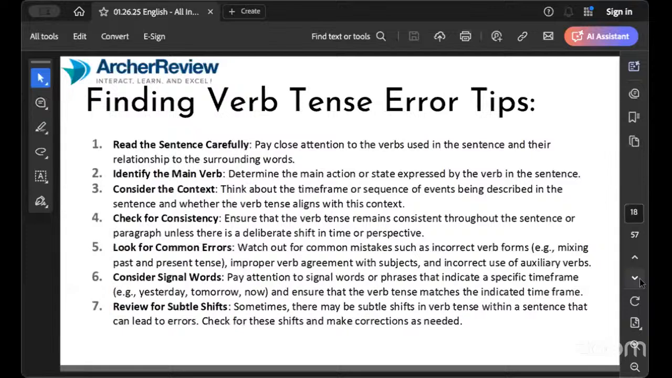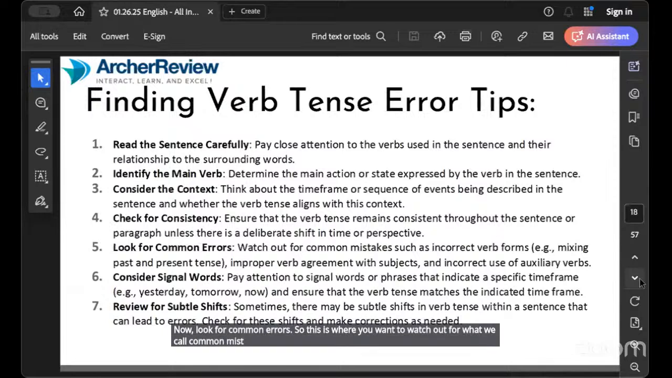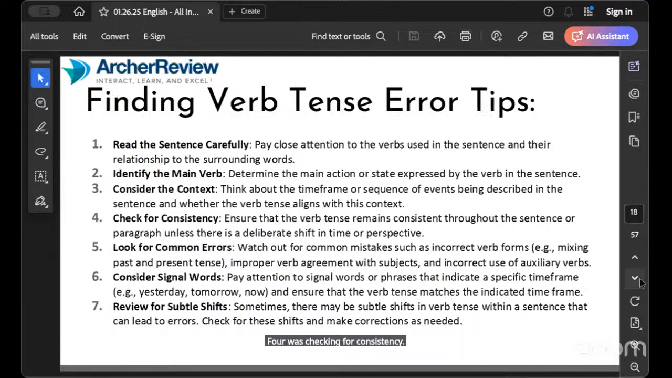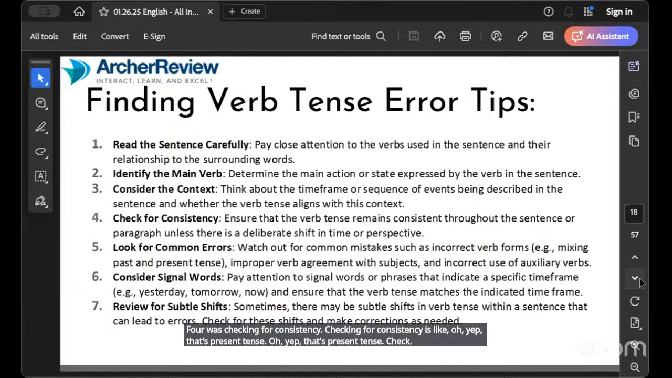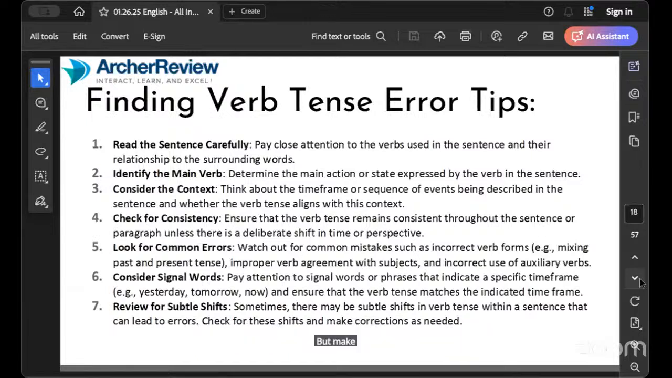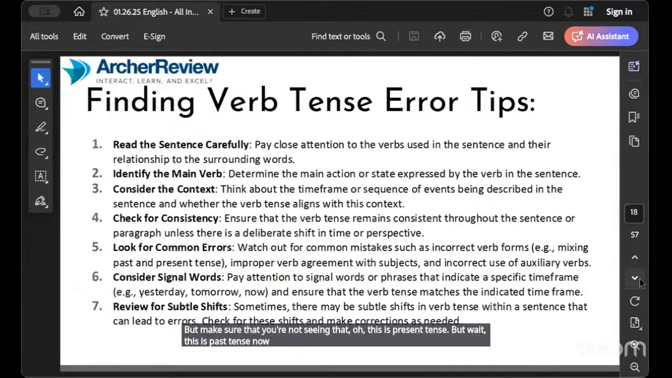Now, look for common errors. This is where you want to watch out for what we call common mistakes, such as incorrect verb forms. This is where you're mixing the past and the present. This kind of goes with number 4, checking for consistency. Checking for consistency is like, oh, yep, that's present tense. Oh, yep, that's present tense. Check, check, I'm done. But make sure that you're not seeing, oh, this is present tense, but wait, this is past tense now. If there's not a logical reason to shift, make sure that you do not have incorrect verb forms being used.